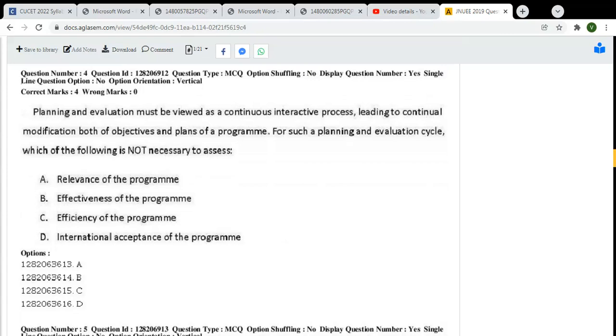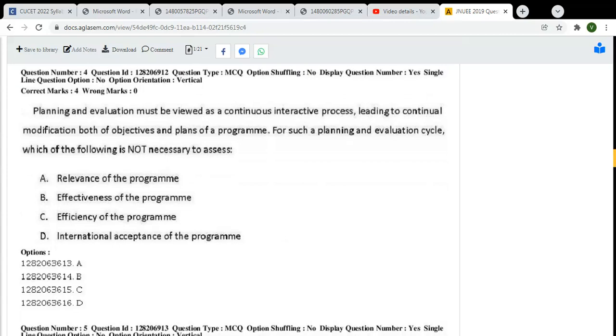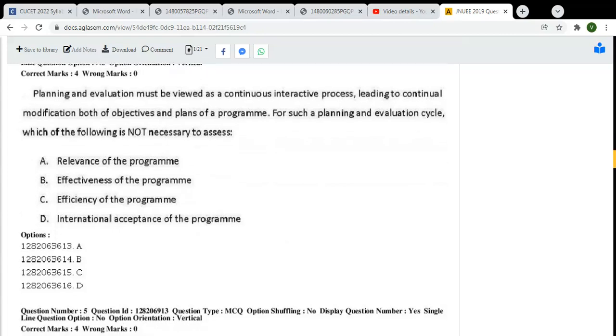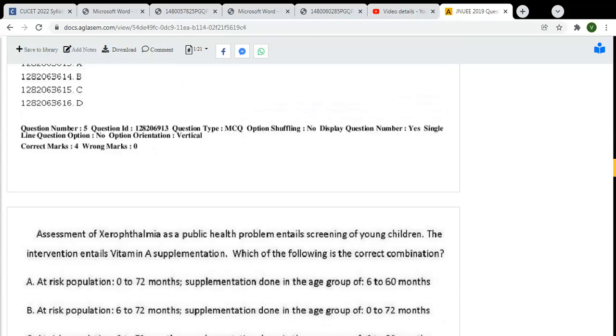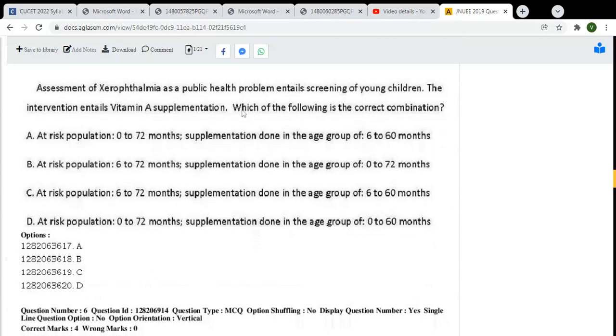Then planning and evaluation. This is also a form of question which is general in nature, but you need to know the objectives and plans, and how public education and public health work here. Similarly, xerophthalmia: you don't need to know what xerophthalmia is, but if you know it, that would make it much easier to qualify in this question.